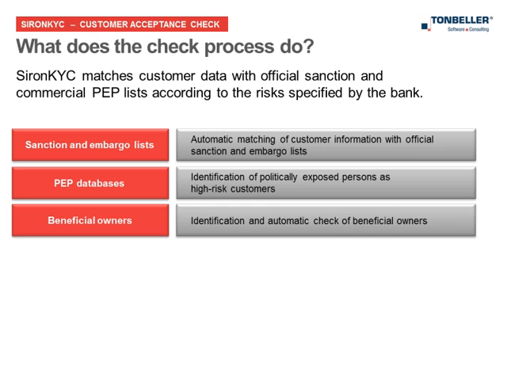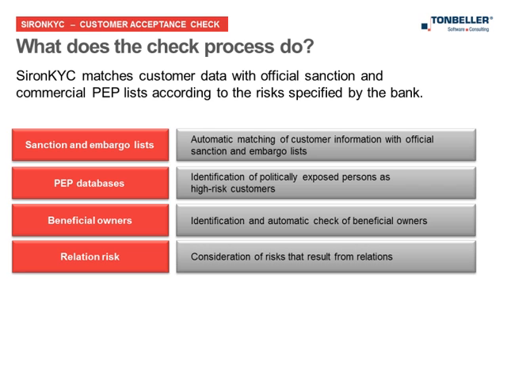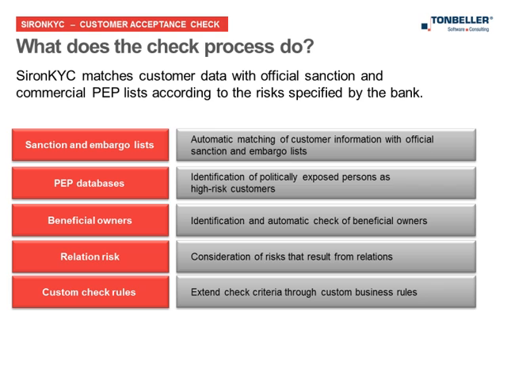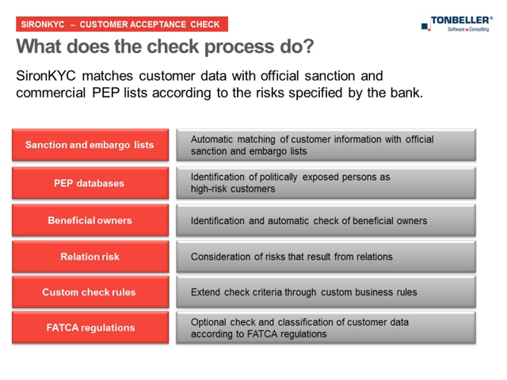Risk classification of the customer also includes the risk resulting from the relation, which means that the risk of a beneficial owner is passed to the legal entity and vice versa. Business rules are used for custom queries that influence the search result and control risk assessment at customer acceptance. New customers can be categorized in accordance with FATCA regulations and reported to the US tax authority and other national authorities.